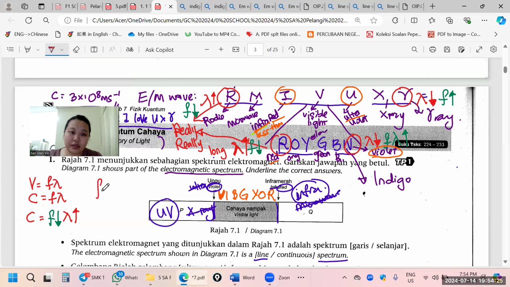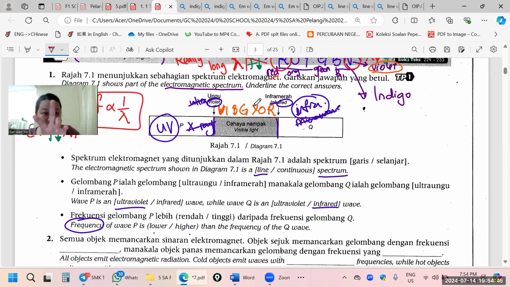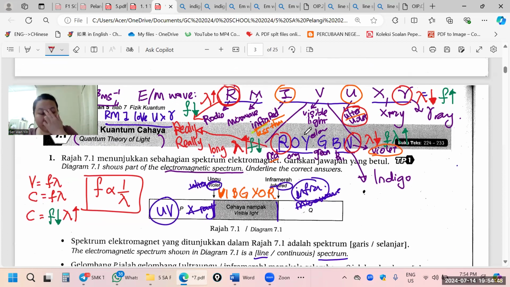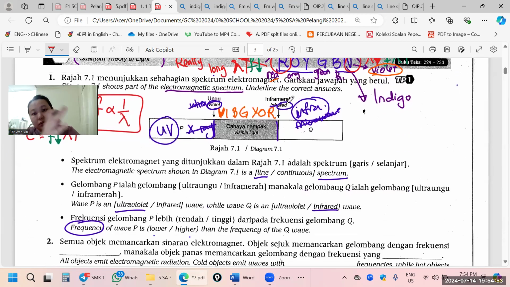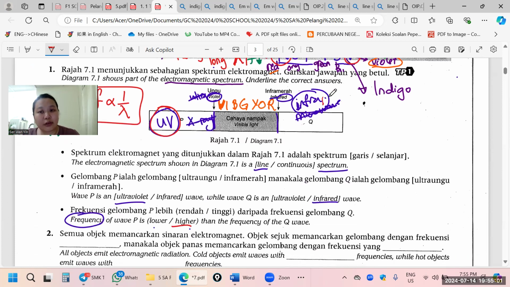Okay, so f is actually inversely proportional to lambda. So the left-hand side, really, really long wavelength, means low frequency. So the high frequency one would be the ultraviolet. Take the spectrum here: I like to memorize the spectrum from left to right, but this one starts from right to left. No matter what, UV will have higher frequency than Q, than infrared.